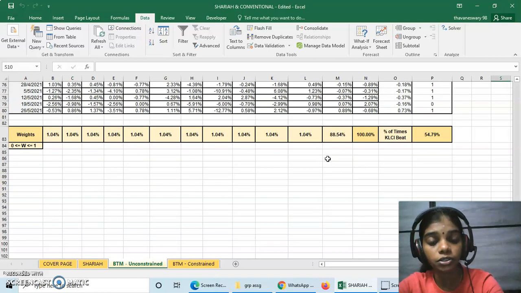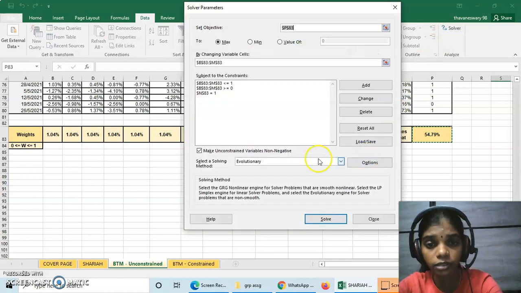Now I'm going to show the solver method. Before that, we must know why we want to use solver, because it is to determine values for the weights that maximize the values in these cells. This represents the portfolio that beat the KLCI index the greatest number of times during this 1 year and 5 months period. We might then reasonably expect the same portfolio to offer the best chance of outperforming the KLCI index in the future. Now I will show the solver.